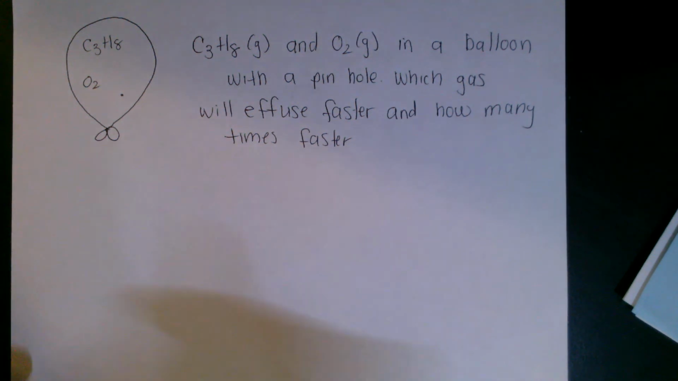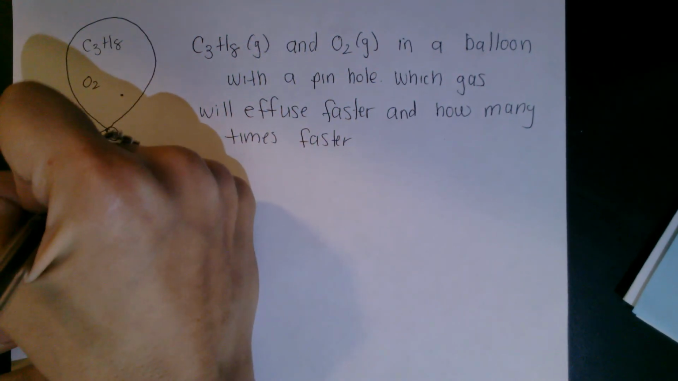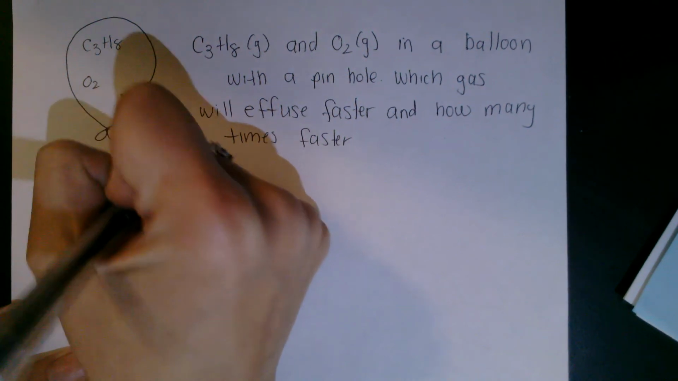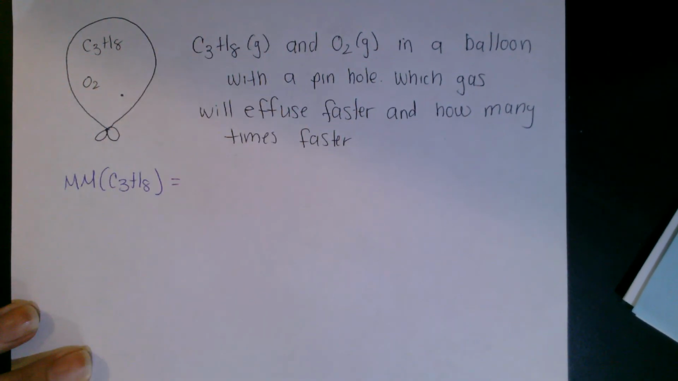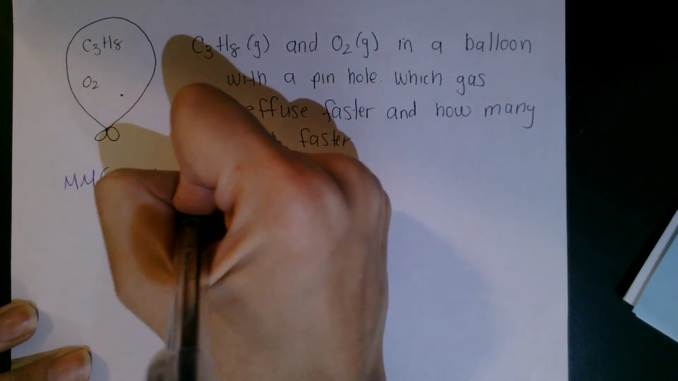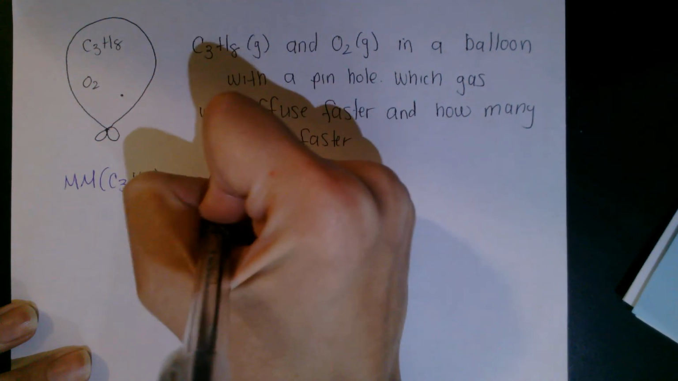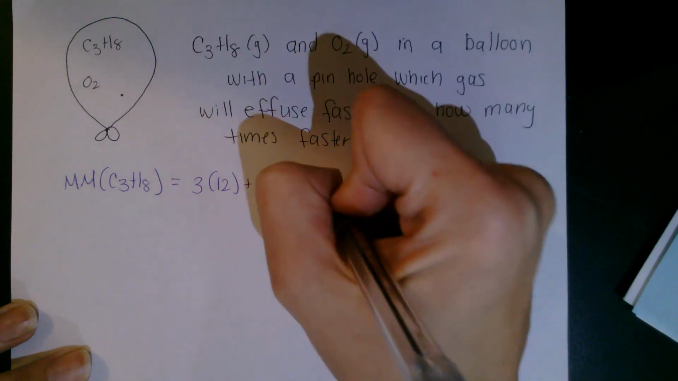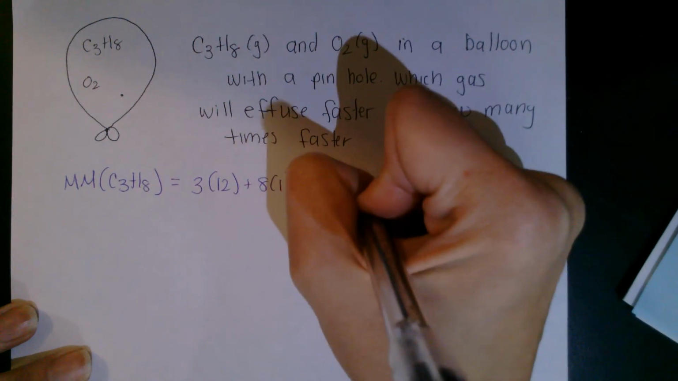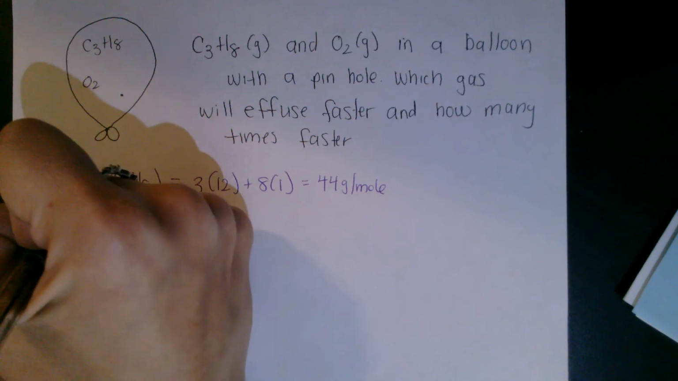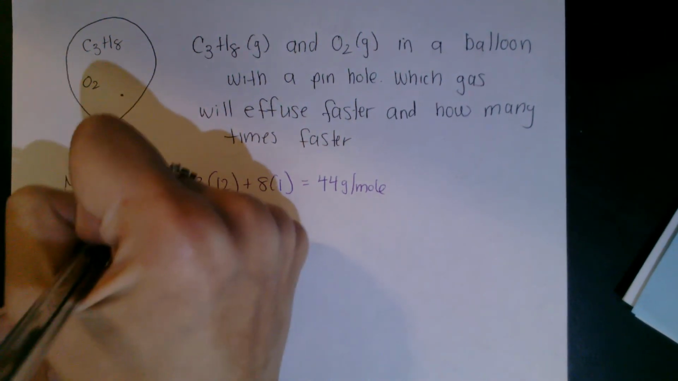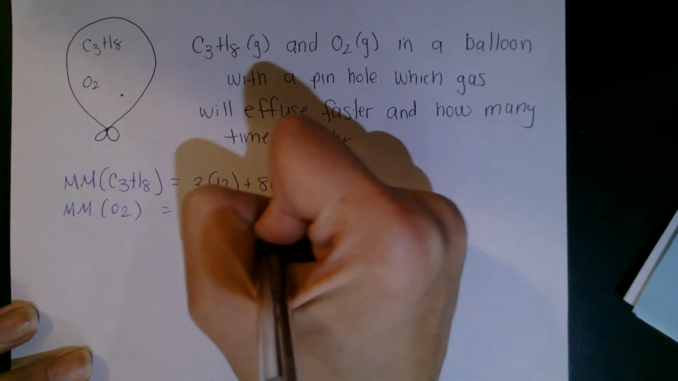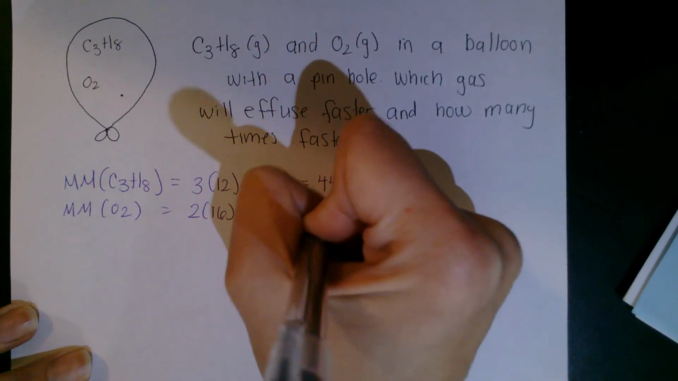Okay, so let's look at our molar masses. Molar mass of C3H8, we'll do that one first. That is 3 times 12 plus 8 times 1, so I got 44 grams per mole. And if we go molar mass of O2, we get 2 times 16, which gives us 32 grams per mole.